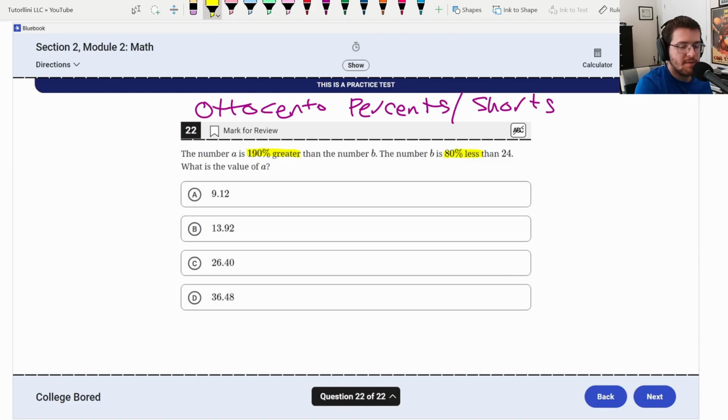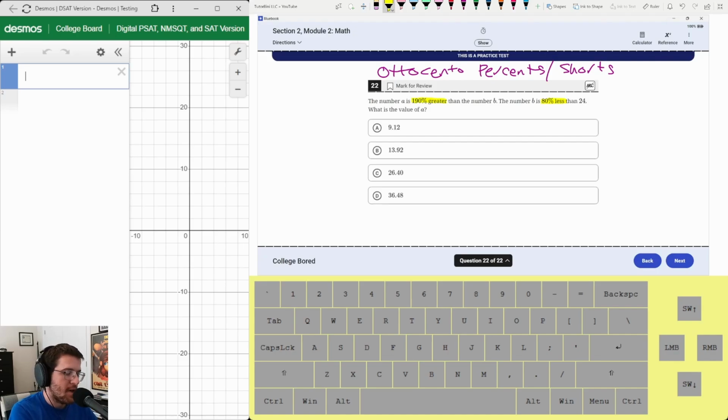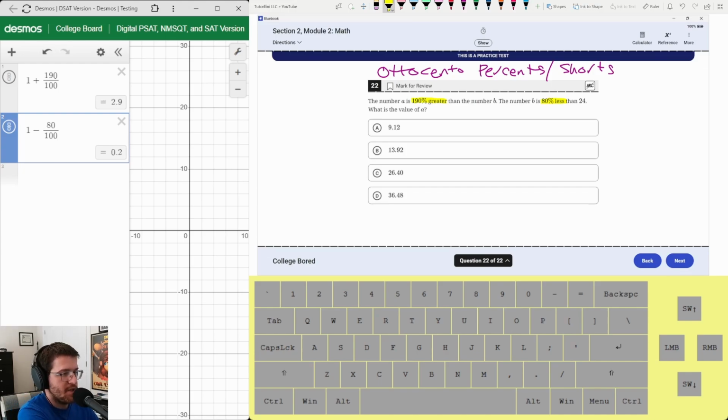Let's jump to Desmos. Okay, so for 190% greater, that's an increase. So we're going to do 1 plus 190 over 100. So that is a multiplier of 2.9. And then 80% less, that's a decrease. So we're going to do 1 minus 80 over 100. That's 0.2. So let me just jot those down really quick. 2.9 and 0.2. Great, let's go back to the board.